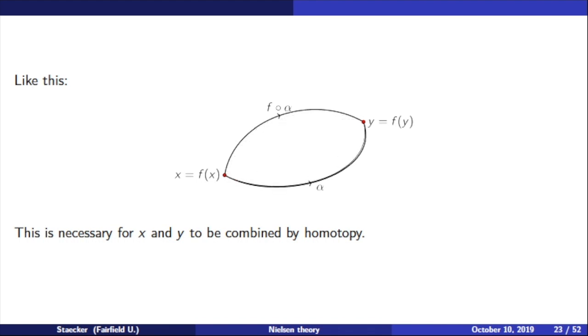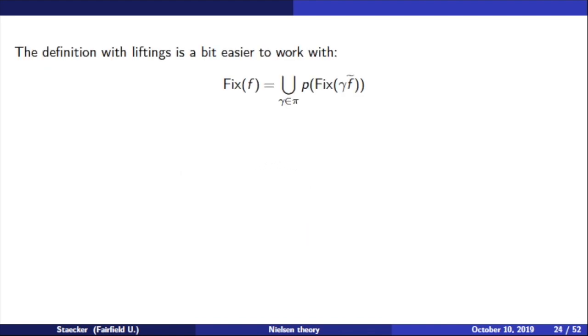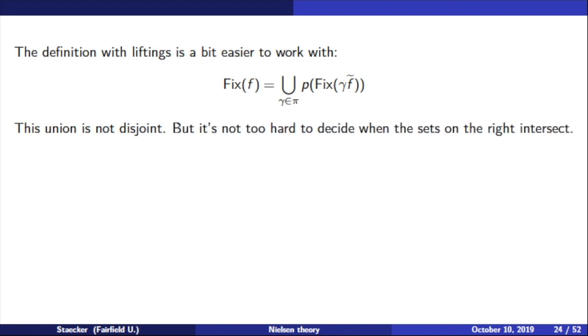All right, this is the picture that you always see in a talk about Nielsen theory. This definition with liftings, I think, is less easy to understand, but it turns out to be a little easier to work with when you're trying to prove things. The union over here is not a disjoint union. So when you look at all the lifts of the function in the universal cover, they may have fixed point sets which are the same or overlapping. It turns out, though, it's not so hard to decide when they intersect.